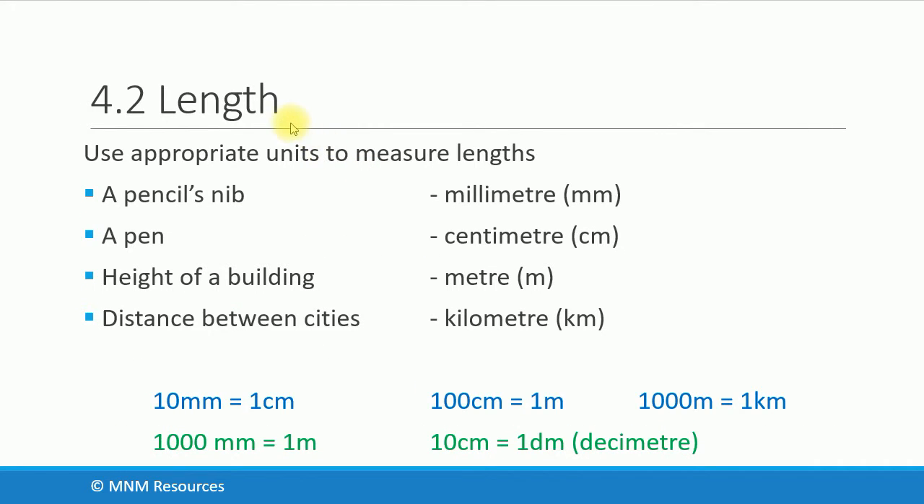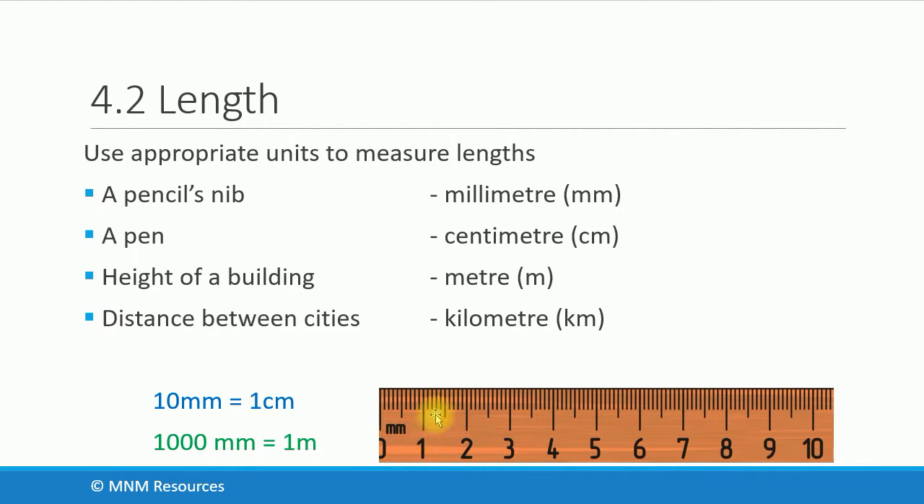Let's look at the measurement of length. You need to use the appropriate units to measure lengths. For example, if you are measuring something very small like a pencil's nib or a pen's nib, you measure it in millimeters because it's so small. 10 millimeters is equal to 1 centimeter. If you look at a ruler, you can see it's marked usually in centimeters and it's broken down into smaller units. Those smaller units are millimeters. So 10 millimeters is equal to 1 centimeter.